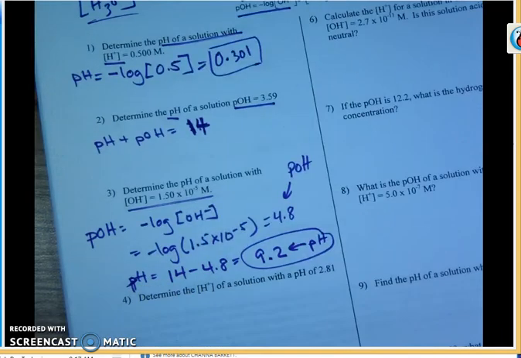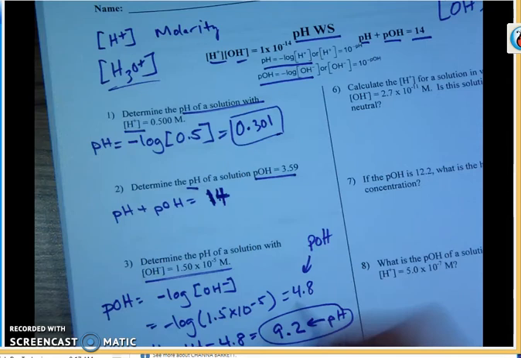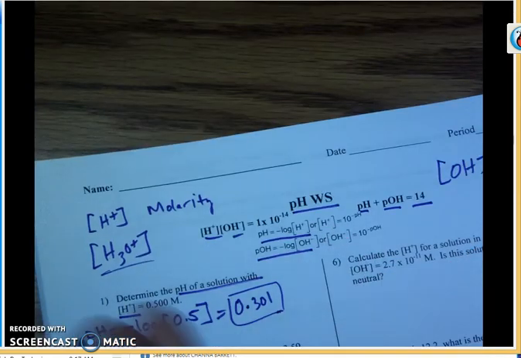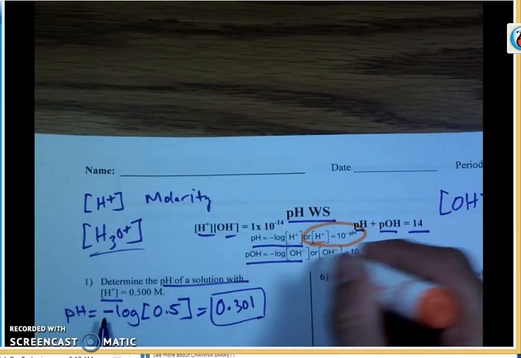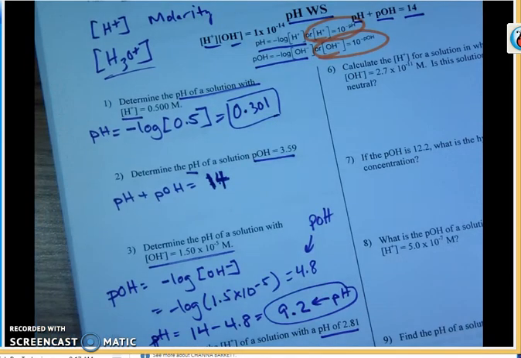Sounds good. And the next one here, determine the H plus concentration with the pH. So if they give you the pH already, then to find the concentration to go back, here's the formula up here. To get concentrations, H plus is 10 raised to negative pH. OH minus is 10 raised to the negative pOH. So H plus equals 10 raised to the negative pH. And so we have that.